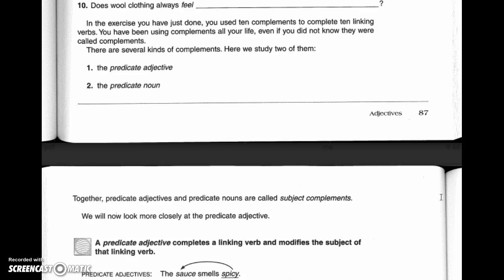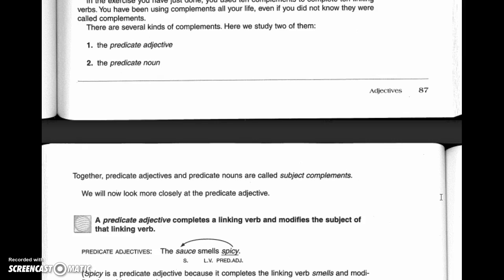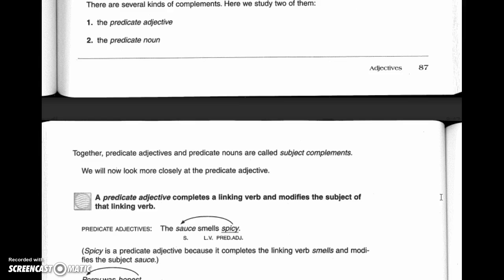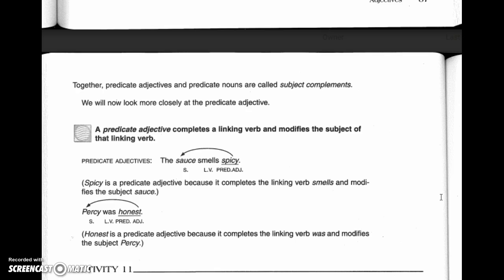Really, all it is is a sentence that has a linking verb and an adjective that follows. At the bottom of your screen, you see a sentence that says, "The sauce smells spicy." The word spicy is an adjective, and it goes back to the word sauce. Smells is not just any verb, it's a linking verb, because it's like that equal sign. "Percy was honest." The word honest goes back to Percy. The word was is a linking verb.